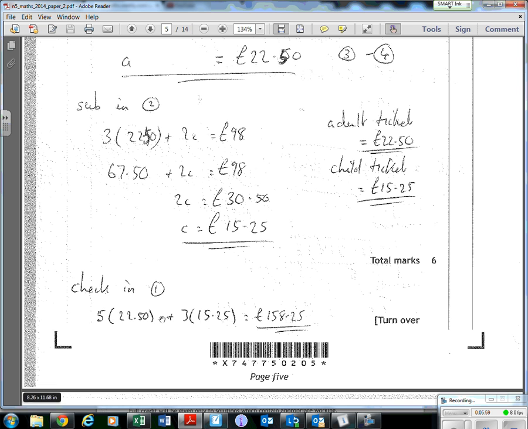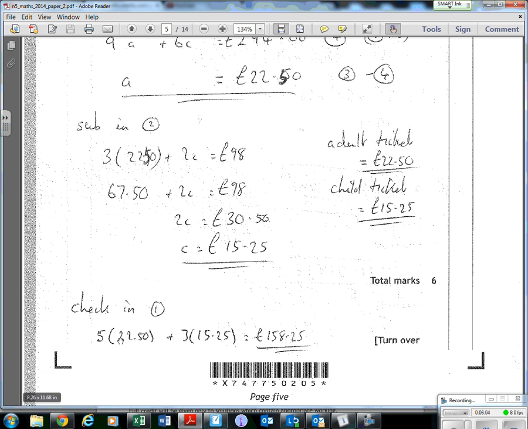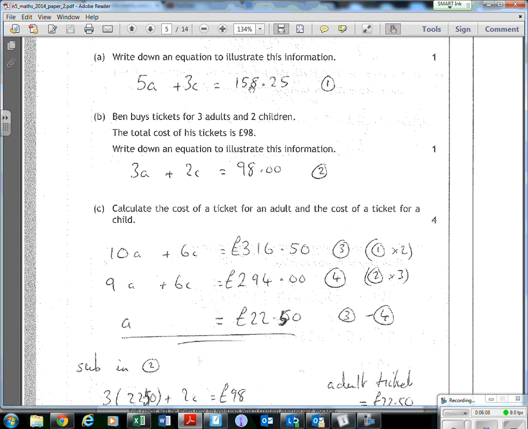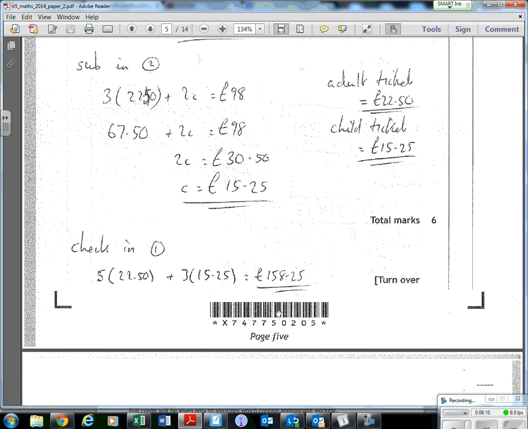I'm going to double check that it works in equation 1, because if it does, I know I've done it right. So substitute and then just use a calculator to do it. £158.25, which it is indeed. So I know I've got that correct.